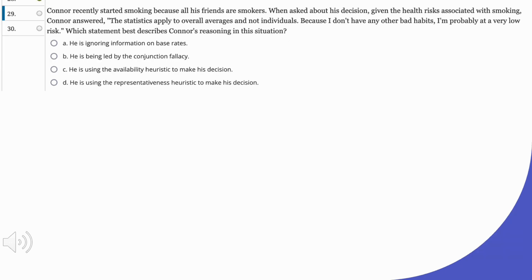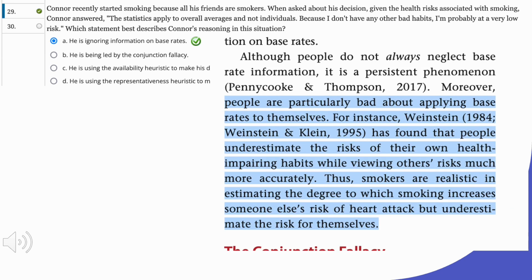Question 29. Connor recently started smoking because all his friends are smokers. When asked about his decision, given the health risks associated with smoking, Connor answered, "The statistics apply to overall averages and not individuals. Because I don't have any other bad habits, I'm probably at a very low risk." Which statement best describes Connor's reasoning in this situation? A. He is ignoring information on base rates. B. He is being led by the conjunction fallacy. C. He is using the availability heuristic to make his decision. D. He is using the representativeness heuristic to make his decision. It's A. He is ignoring information on base rates.